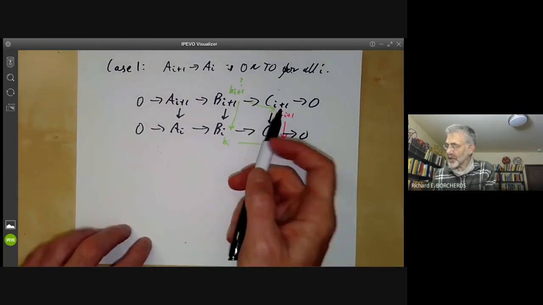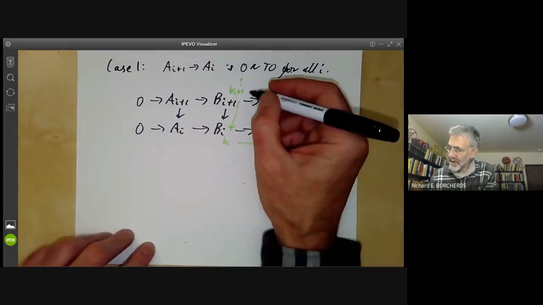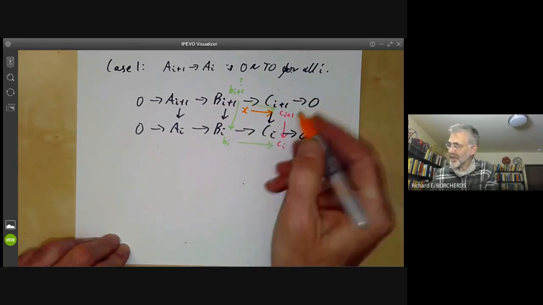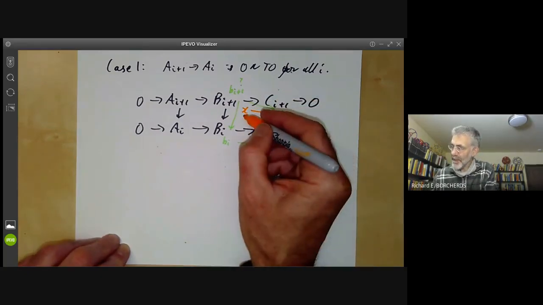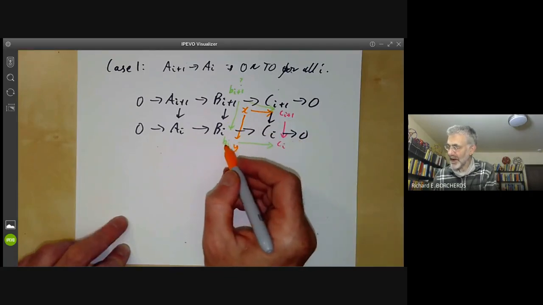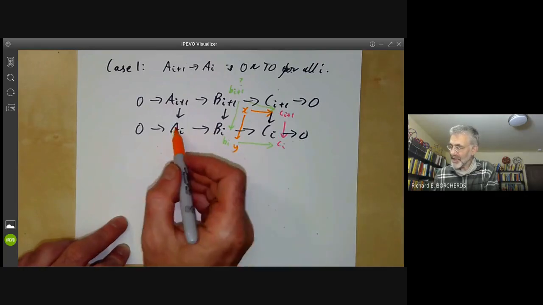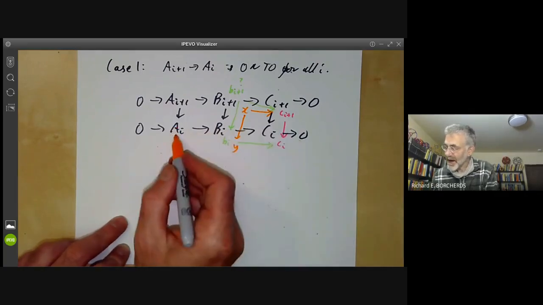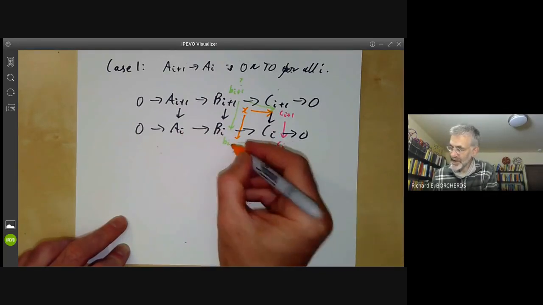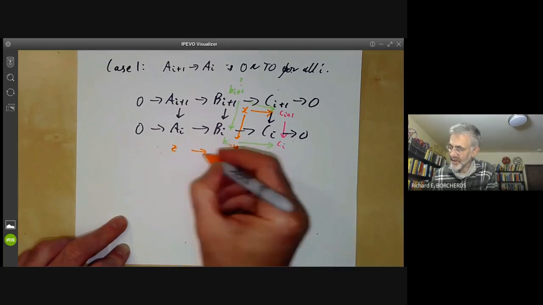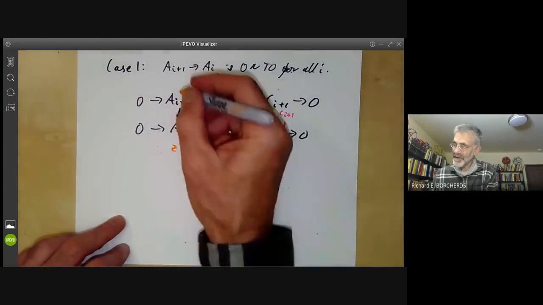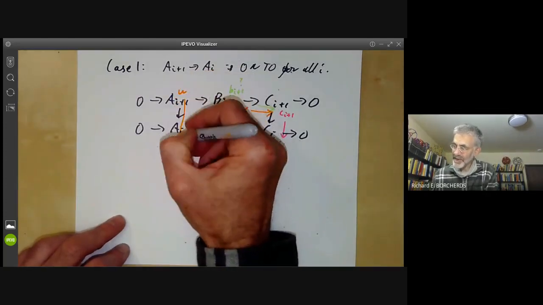Since this map is onto, we can pick an element x mapping onto C_{i+1}. The problem is, it will map onto some element y, which might not be equal to B_i. However, since this map is injective, there's an element in A_i mapping to B_i minus y. So let's call this element z. So z maps to B_i minus y. And this map here is onto, so we can lift z to an element w, mapping onto z.